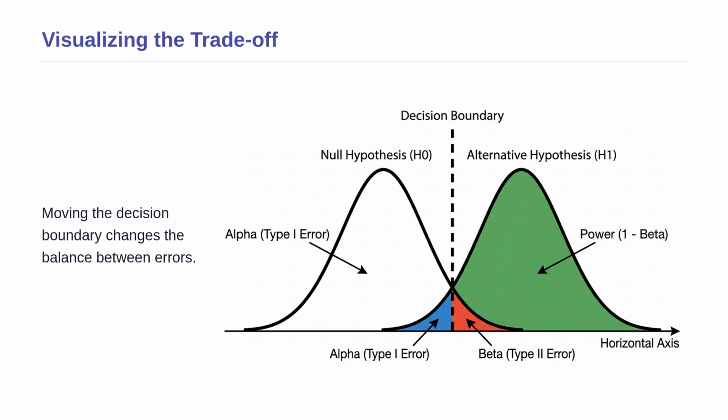Notice how moving that vertical line to the right shrinks the red alpha area, but automatically forces the blue beta area to get larger. The green area represents the power.